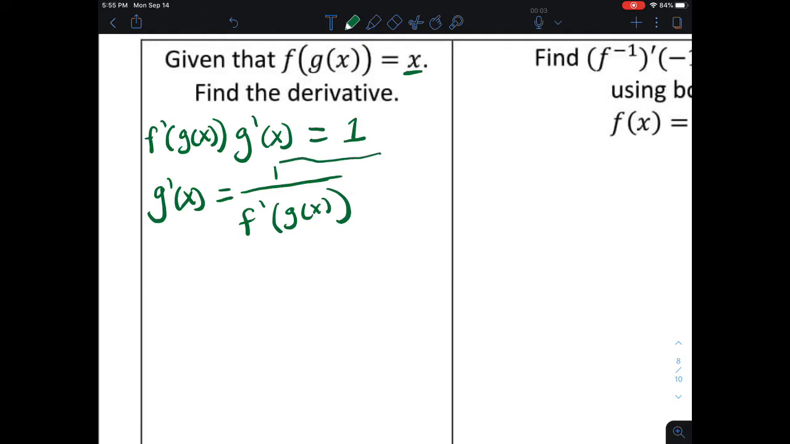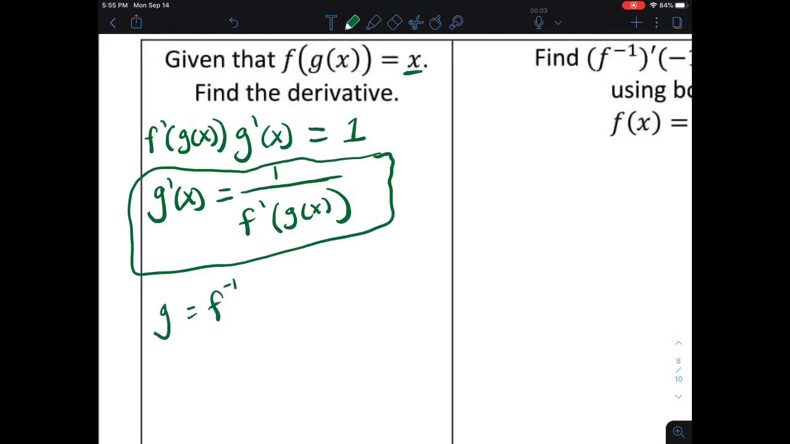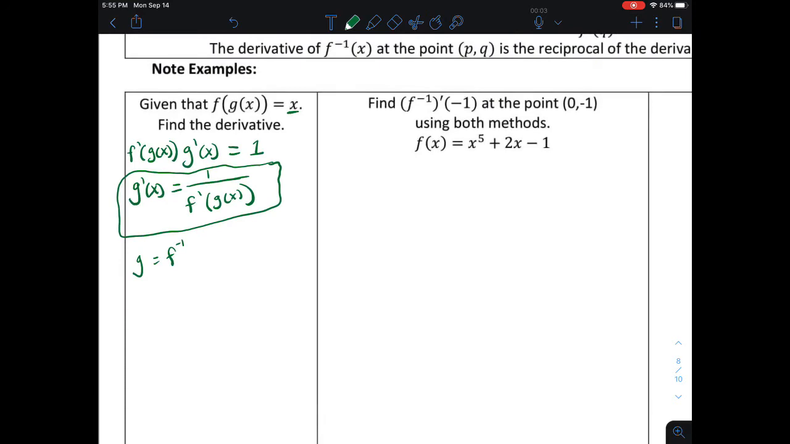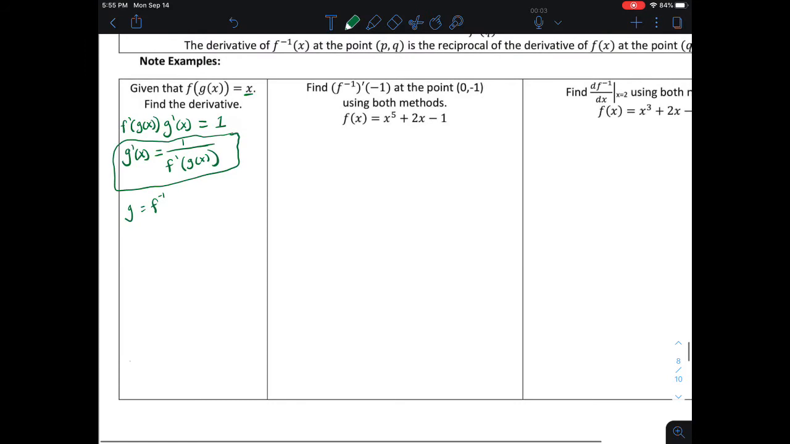This is that second method I was referring to, where if I had f and g being inverses, g is really representing the inverse function of f in this case. And I have two examples where I want to find values of the derivatives of inverse functions. And we're going to use both methods so you get the gist of both of these. Let me split this in half here. So the goal is to find the value of the inverse's derivative at the coordinate 0, -1 using both methods.